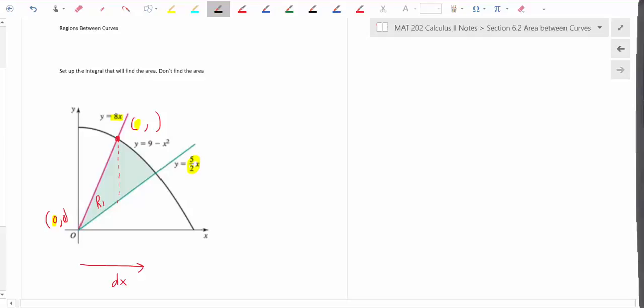So if I set up that area, the area of region 1 is going to be represented by the integral from 0 to whatever that is. And so we need to find those limits of integration. Okay, so let's find the intersection points of those two curves. The two curves are 8x and 5/2 x, so we're going to solve this equation. One way to solve this equation is to multiply both sides by 2. So you would get 16x is equal to 5x. Okay, like that.